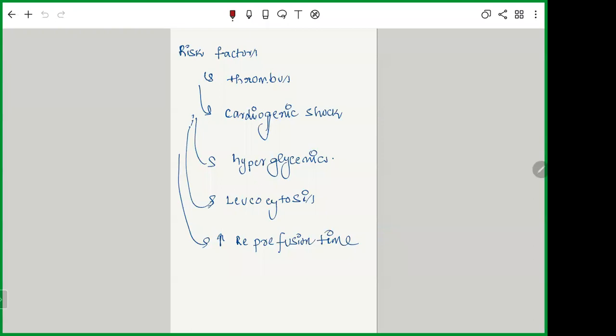Yeah, so prevention can be done by 4 things. One is short door to balloon time, that is decreasing the reperfusion time, optimal blood pressure, optimal blood sugar. There are prophylactic intracoronary dilators. There are some studies which say prophylactic intracoronary dilators may reduce the coronary no flow phenomenon, and thrombus aspiration if it is a high thrombus burden. Okay, these are the 5 risk factors which we should think of.